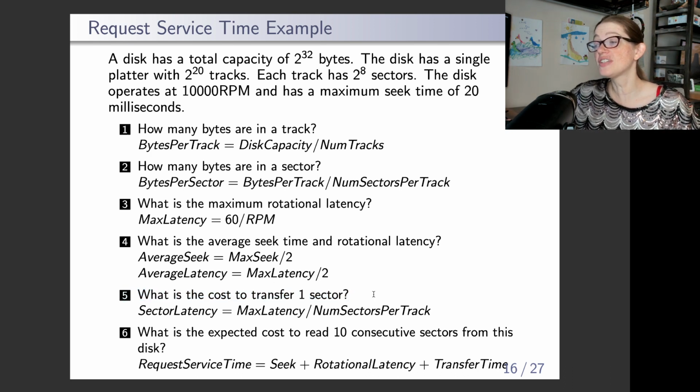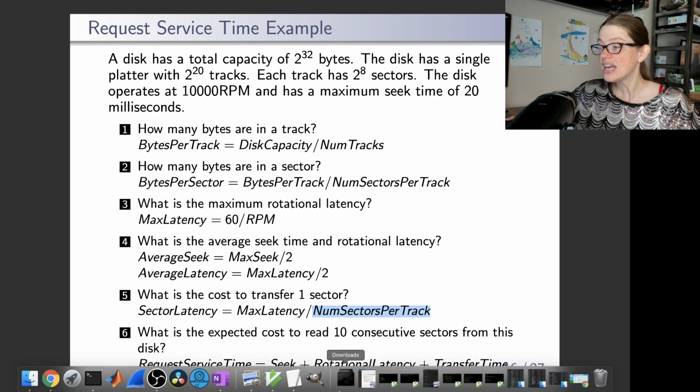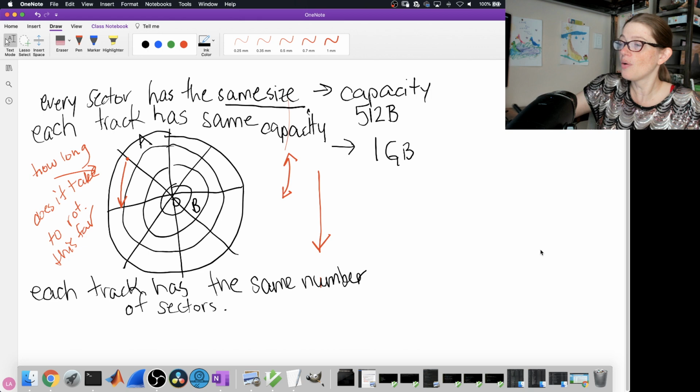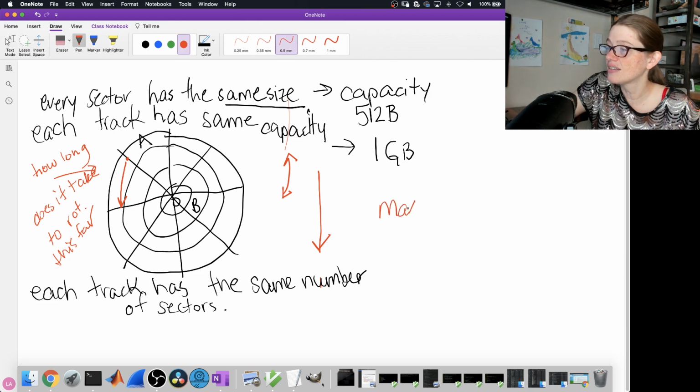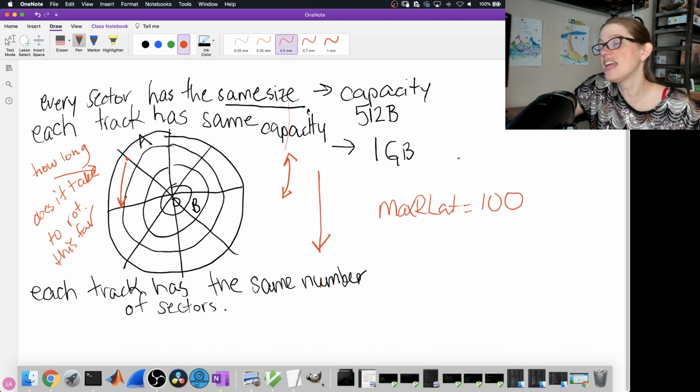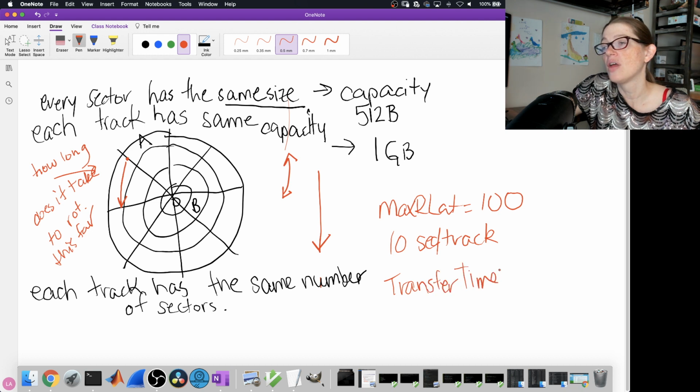Now, the cost to transfer a sector. So what is the transfer time for a single sector? You can take the maximum rotational latency and divide it by the number of sectors per track. So that's looking at something like this. Let's say that max rotational latency is 100, and let's say that there are 10 sectors per track. Then the transfer time for one sector is 100 over 10, or 10 milliseconds.